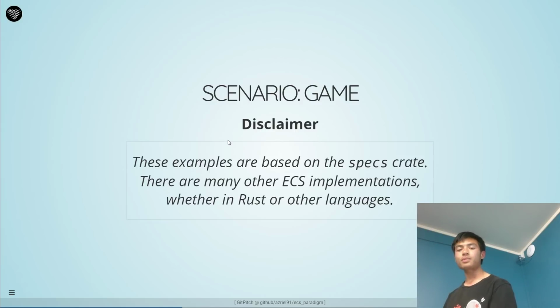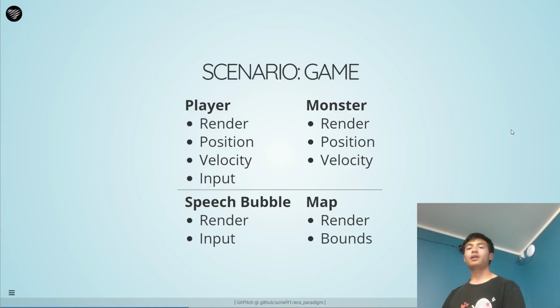Cool. So in a game scenario, perhaps you have these four types. A player is renderable, and you can draw the player. It's got a position in the game, and it can move around, velocity, and it takes input, which is perhaps user controlled. Monster is similar, it doesn't take controls. Speech bubble, you can draw it on screen, but perhaps you can only press next, so it doesn't need to have a position. And the map is special, it's got something called bounds, perhaps to prevent your characters and monsters from walking off screen.